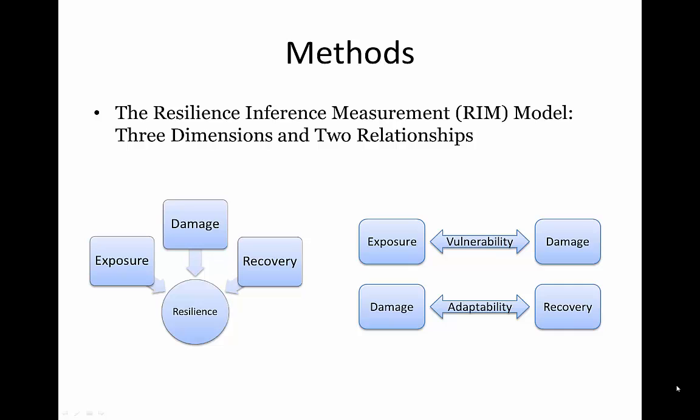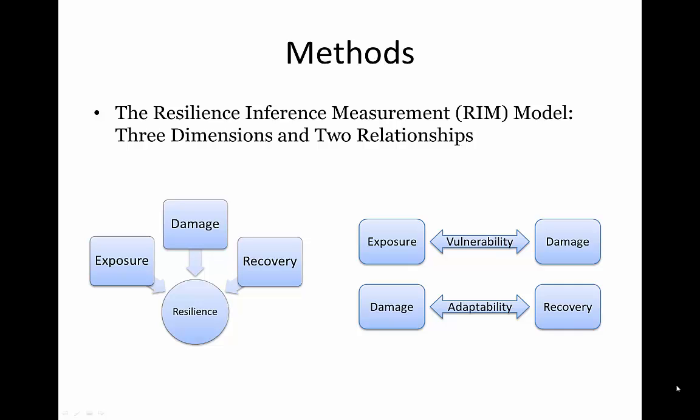To start preparing for these changes, we should figure out the resilience levels of communities first. The RIM model can not only assess community resilience types, but also select indicating socio-economic variables. The RIM model defines resilience as 3 dimensions and 2 capabilities. The 3 elements are exposure, damage, and recovery, and the 2 abilities are vulnerability and adaptability. Vulnerability refers to the relationship between exposure and damage, whereas adaptability indicates the relationship between damage and recovery.